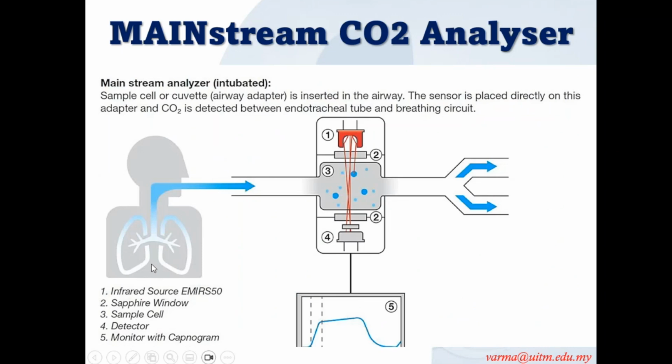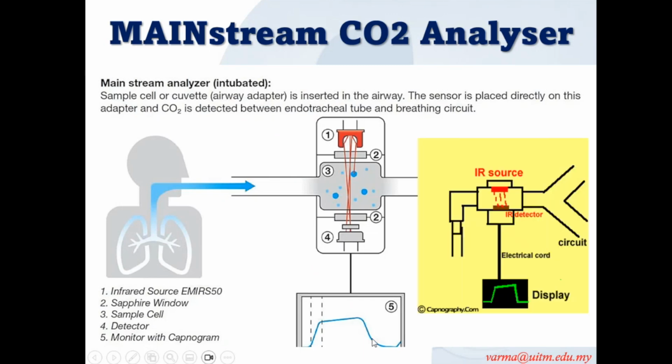So the mainstream analyzer, just again for a better understanding. Exhaled CO2 comes from here. Then your infrared source of light gets emitted. This is a sampling chamber. It goes through the sampling chamber after passing through the sapphire window. Then it gets detected and the capnograph is immediately visualized. If you look at it here, CO2 goes from here. Look at the animation. Then you get your immediate result. CO2 from the patient goes to the analyzer immediately connected to the ETT, then goes out like that.